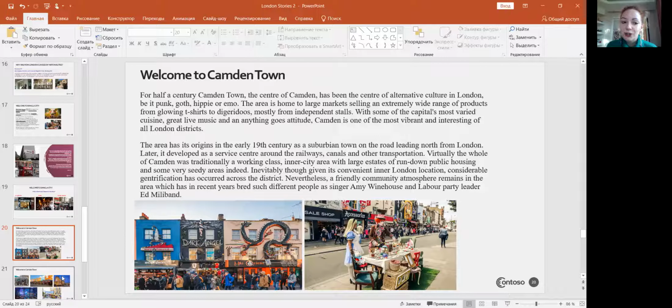The area has its origins in the early 19th century as a suburban town on the road leading north from London. Later, it developed as a service center around the railways, canals, and other transportation.